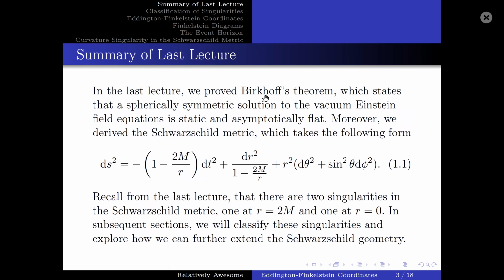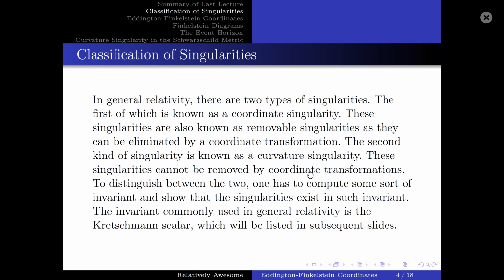In the last lecture, we proved Birkhoff's theorem, which states that a spherically symmetric solution to the vacuum Einstein field equation is static and asymptotically flat. Moreover, we derived the Schwarzschild metric, which takes the following form. Recall from the last lecture that there are two singularities in the Schwarzschild metric, one at r equals 2m and one at r equals 0. In subsequent sections, we will classify these singularities and explore how we can further extend the Schwarzschild geometry.